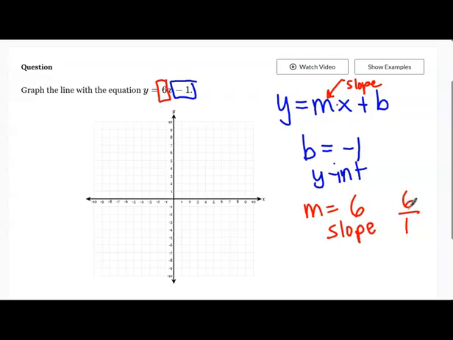Remember, slope is always a fraction. So I'm going to plot just like I did in the last lesson. Start at -1 for my y-intercept, and then rise 6, run 1. Once I click again, my line will be drawn.